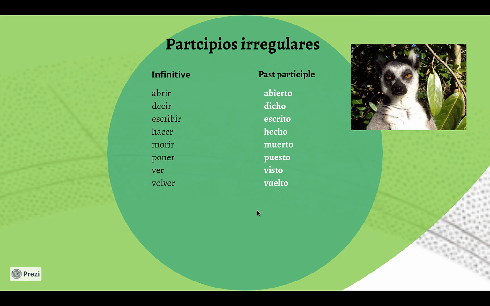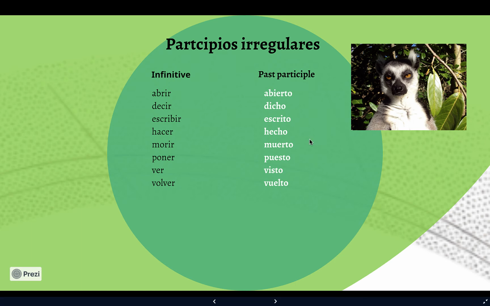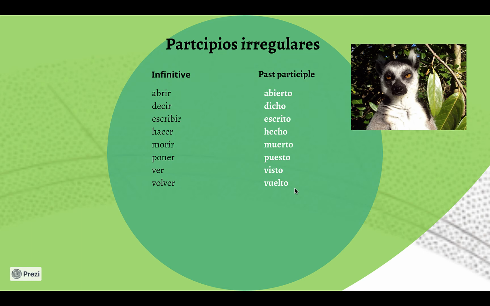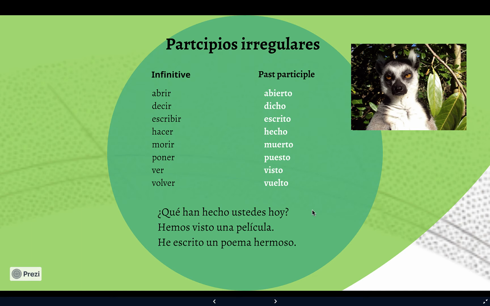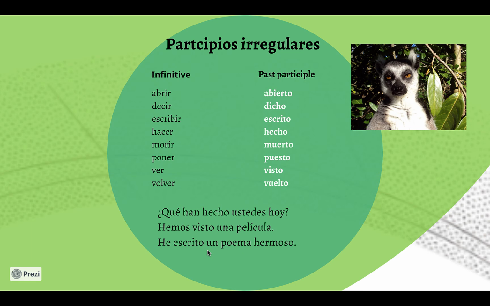Abrir would be abierto, decir, dicho, escribir, escrito, hacer, hecho, muerto, puesto, visto, vuelto. All these irregular participles you're just going to have to memorize. An example, ¿qué han hecho ustedes hoy? Hemos visto una película. He escrito un poema hermoso.